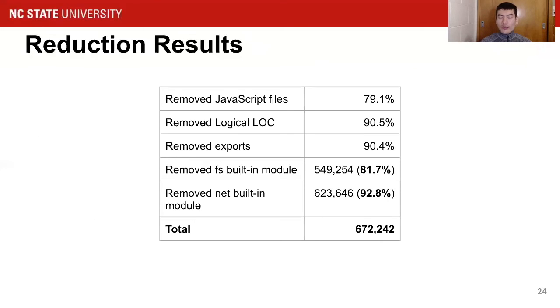So here's the reduction result of the large-scale experiments. So in total, we were able to remove 79% of all the JavaScript files that was shipped during the installations. We were able to remove 90% of the logical lines of code and remove almost 90% of all the exported functionalities. We're able to also restrict the access to the built-in file system modules in 81% of all applications, and restrict the network built-in module for the 92% of all applications. So this was the results.